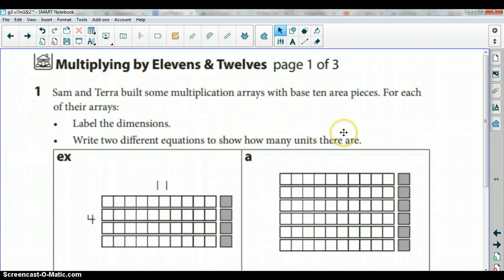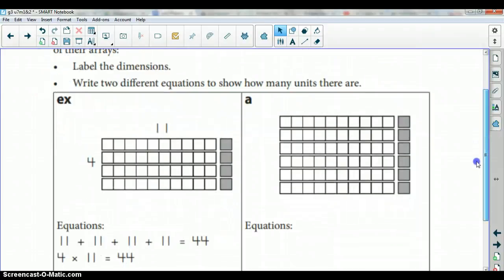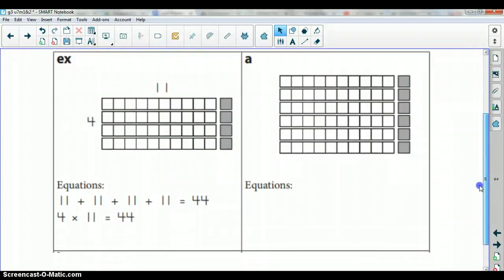And now they're going to go to their practice page and they're going to practice what they just saw. Okay, so this is also going to be in your mailbox of a practice page that I thought went well with it. And so they're labeling the dimensions of the array that they see and then writing out 2 equations that would go with it.